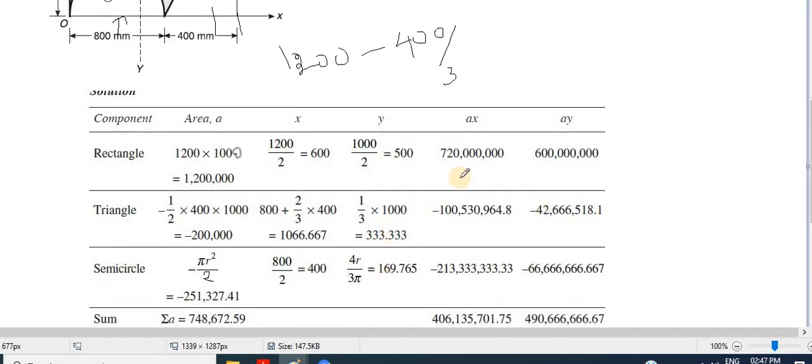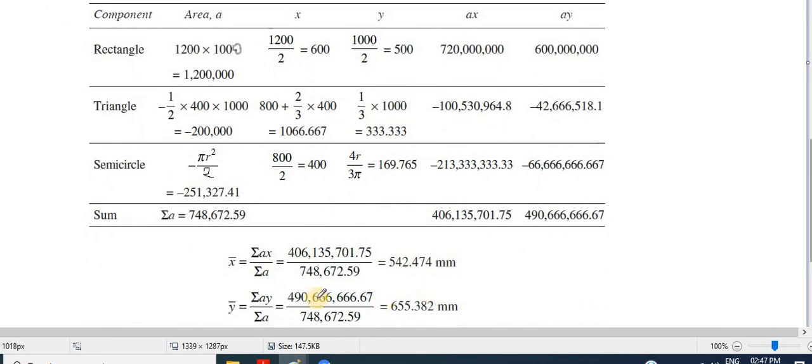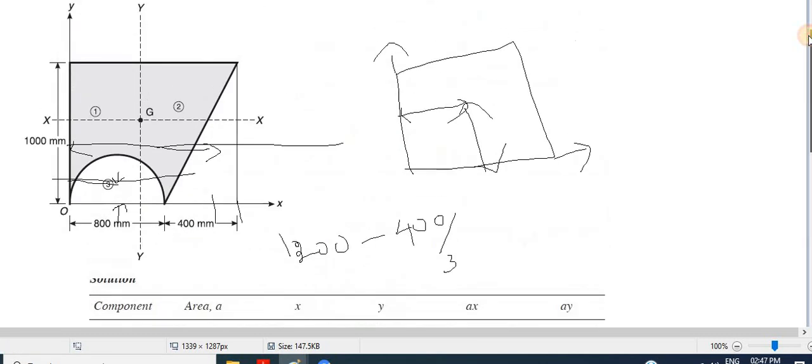Now what you have to put is the formula: A1X1 minus A2X2 minus A3X3 divided by A1 minus A2 minus A3. Similarly, Y bar is A1Y1 minus A2Y2 minus A3Y3 divided by A1 minus A2 minus A3. So this is the answer for the shaded portion. For the shaded portion, first you select the big rectangle minus the other two shapes. You will get the shaded portion area. That's all about this problem.